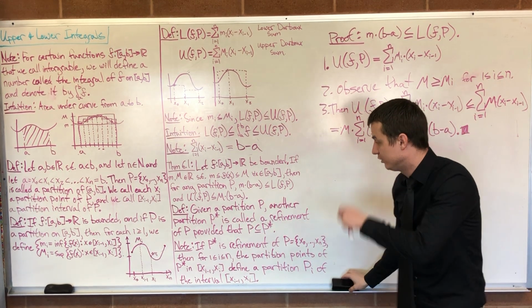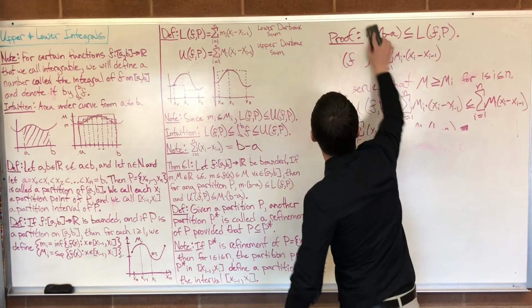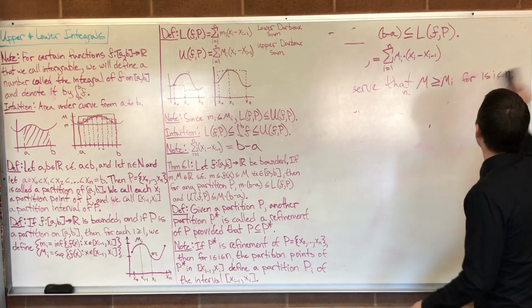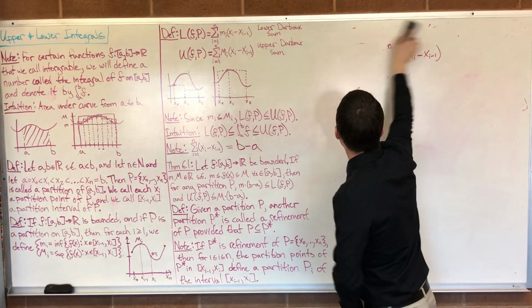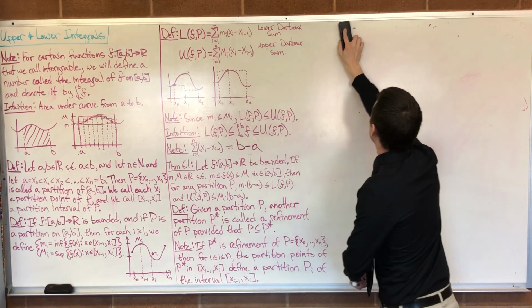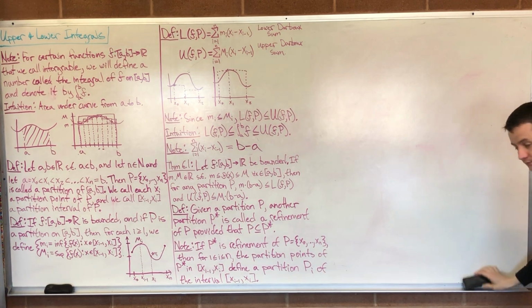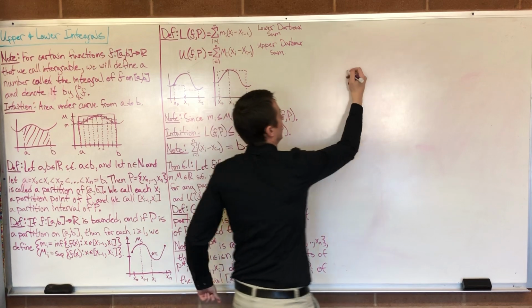Next, moving on to refinement of a partition. So given a partition P, another partition P star is called a refinement if it uses the exact same points as P and then just adds points on top of that. So let's draw a picture of a refinement and then we'll get into the definition. I think it will be very clear what we're saying.